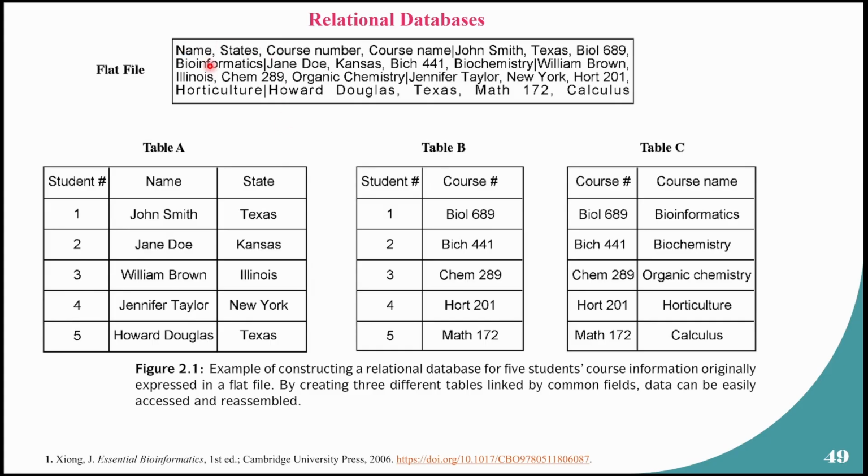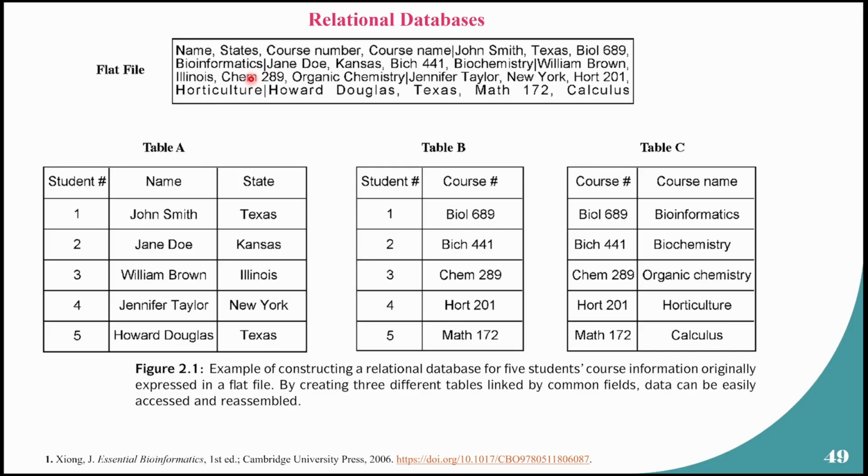So, an example we had given earlier. In this particular case, the flat file database has name, state, course number, and course name, and there is a delimiter or a pipe that is separating the different data points from one another. For example, the first one is John Smith, Texas, Biology 689, Bioinformatics, etc. Right. So what course they have taken, what is the course name, and so on and so forth.